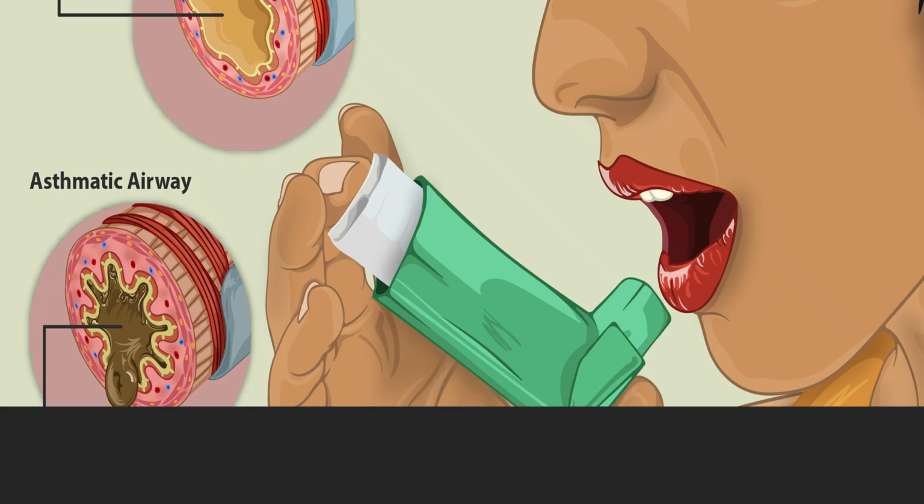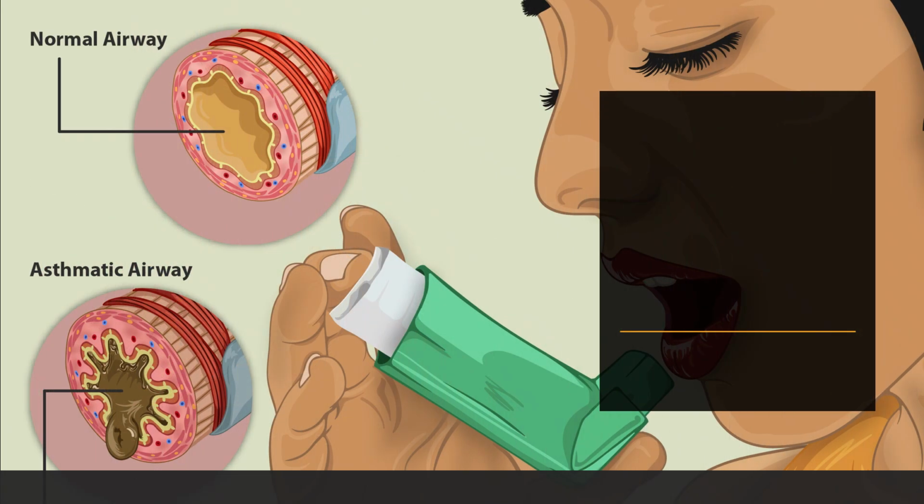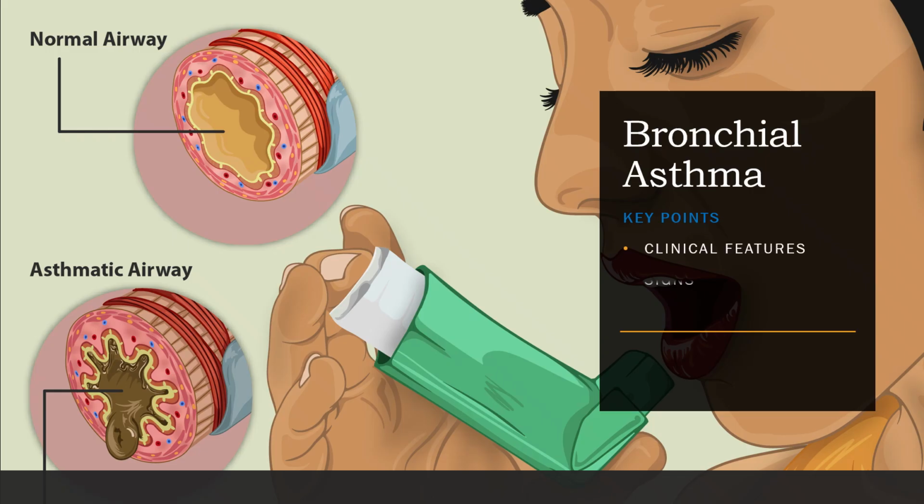Today I'm going to talk about bronchial asthma. I have been working a lot for this and I'm very excited to share with you. There are some key points I would like to discuss about bronchial asthma: clinical features, signs, common triggers, and use of inhaler. So grab your relevant items like coffee, notebooks, and let's dive in.